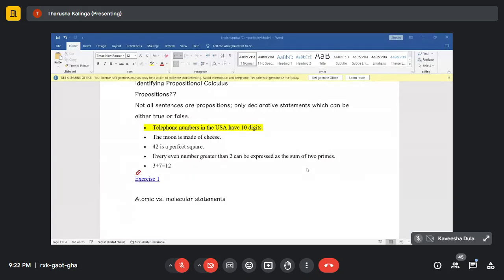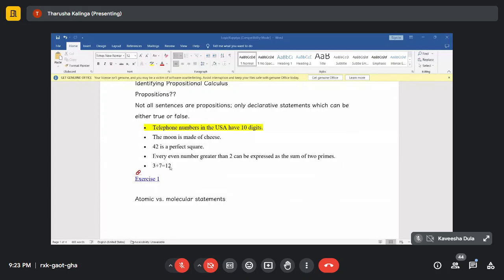And the next one, 42 is a perfect square. So, is that true? Anyone? No, right? Even so, we can take it as a proposition because we can test that. And the next one, every even number greater than 2 can be expressed as the sum of two primes.